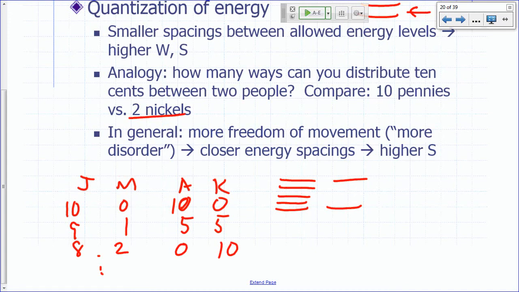Fewer ways. So the bigger the gaps between the allowed energy levels, the fewer ways you can distribute the thermal energy. The bigger the gaps, that means they're more picky in terms of how much energy they can accept. So that factors into the amount of entropy the system can have.